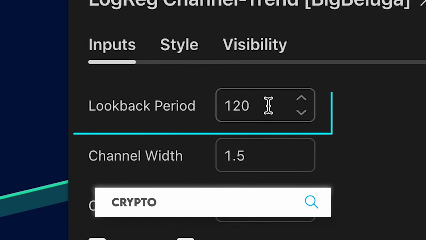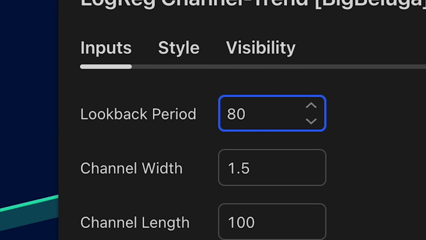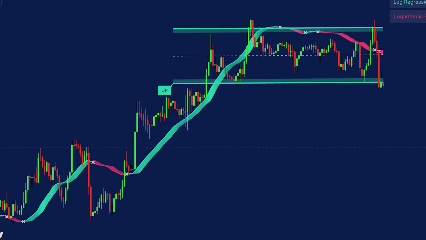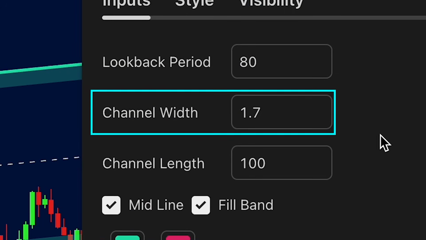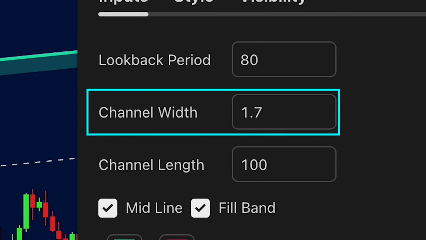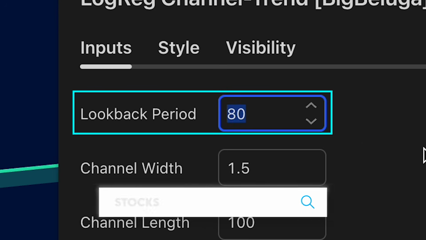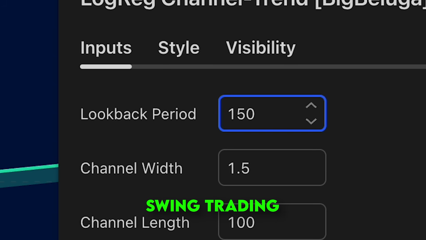For crypto, drop look back period to 80 for faster adaptation. Crypto trends form and break quickly, so you need the regression curve to respond faster. Increase channel width slightly to account for crypto's violent swings, as you don't want to get stopped out on normal volatility. For stocks, use a look back period of 150 for swing trading on daily charts.